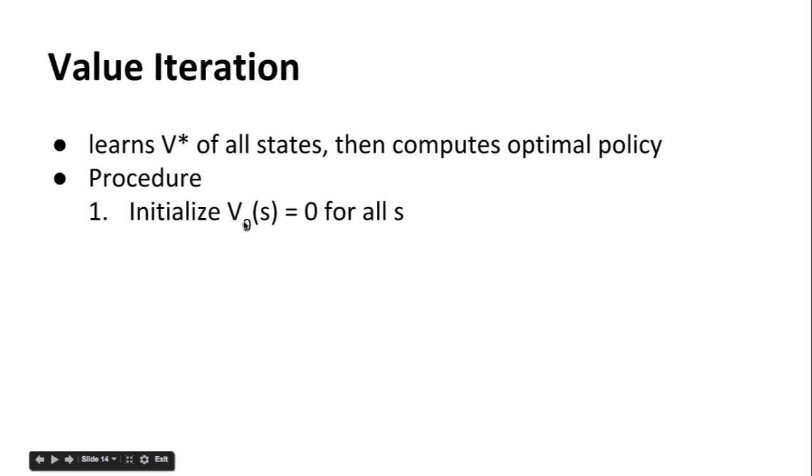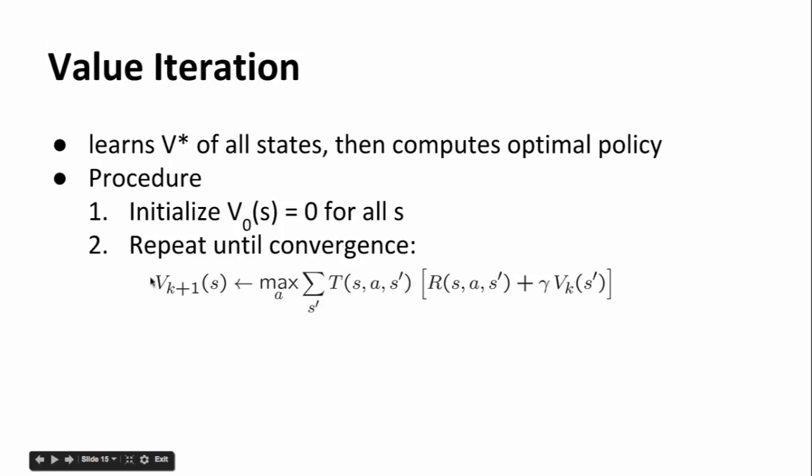So initially, the value of all states is set to 0. And then we're going to repeat this equation until we converge to some stable set of values. So the value of state S at the next time step is going to be the max over all actions times a weighted sum of the probability of landing in that next state times the reward plus the discounted value at the kth time step of that next state.